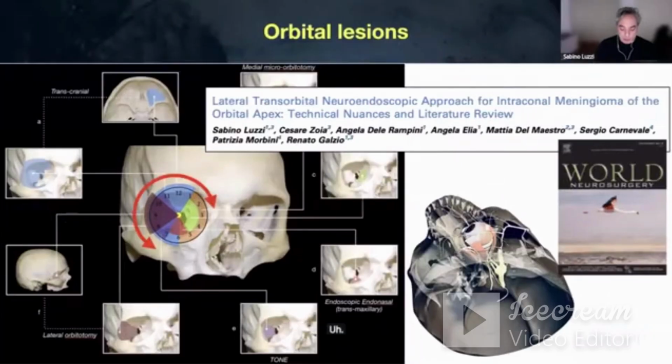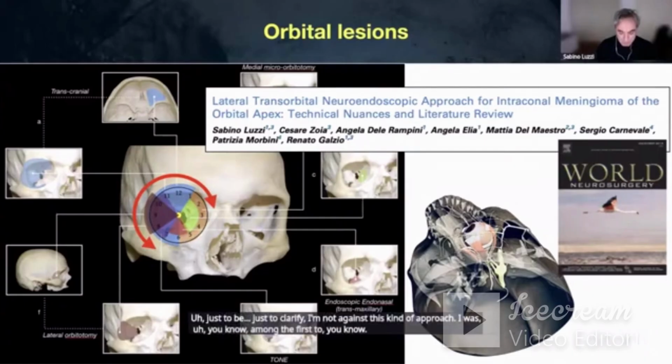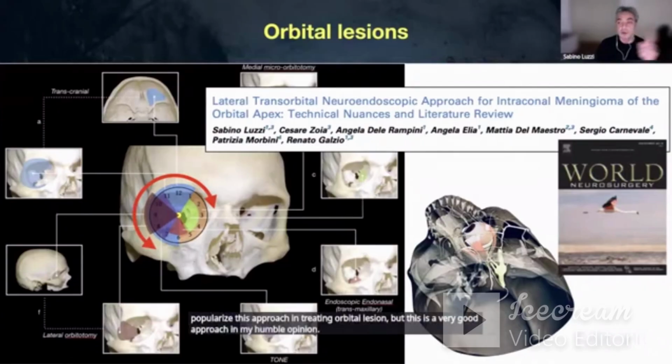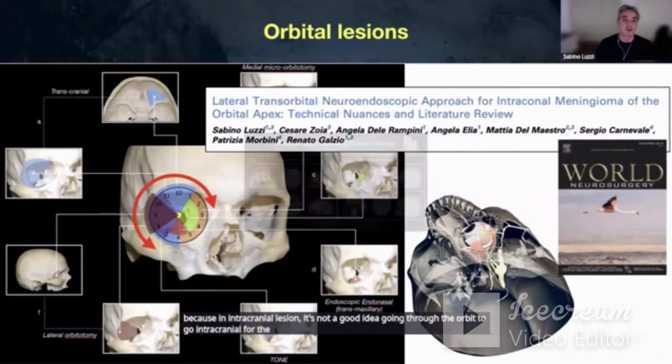Just to clarify, I'm not against this kind of approach. I was among the first to popularize this approach in treating orbital lesions, and in my humble opinion it is a very good approach for orbital lesions, not intracranial lesions, because for intracranial lesions it's not a good idea to go through the orbit to reach the intracranial space, for the reason that I just showed you.